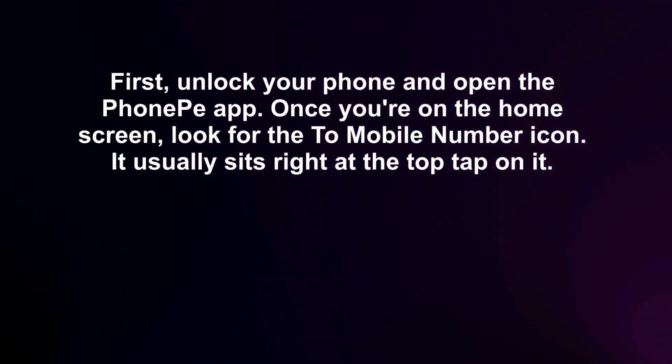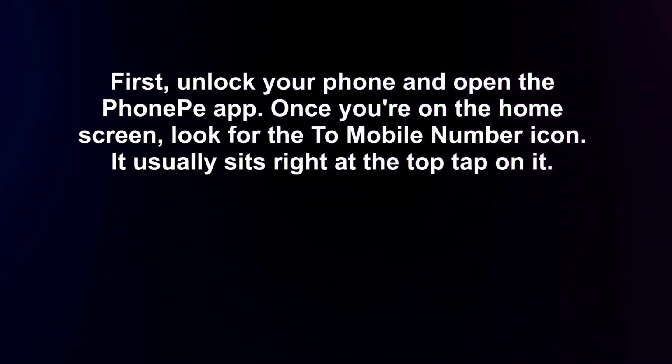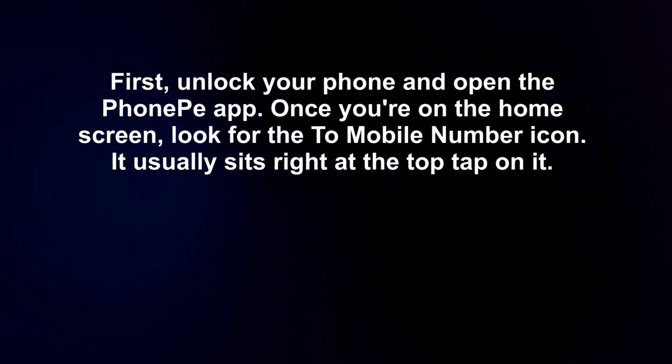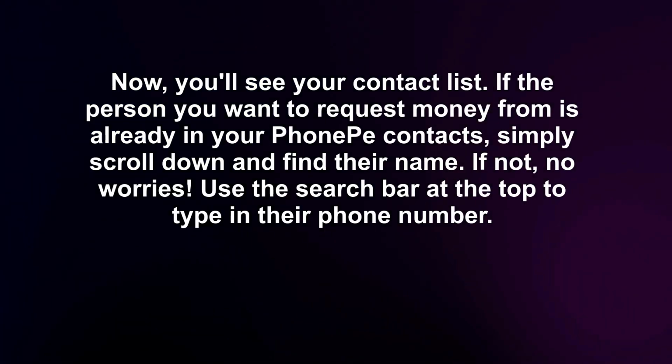First, unlock your phone and open the PhonePe app. Once you're on the home screen, look for the mobile number icon. It usually sits right at the top. Tap on it. Now, you'll see your contact list.